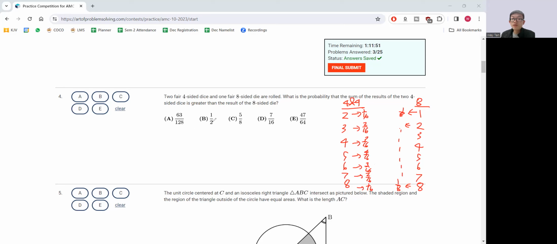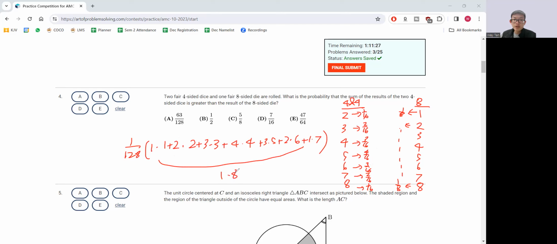And so what's the probability that the sum is greater? I'll ignore the 16 and the 8, right? So it's 1 over 1 to 8. 1 times 1, 2 times 2, 3 times 3, 4 times 4, and then 3 times 5, 2 times 6, 1 times 7. So this sums to 1 times 8, 2 times 8, 3 times 8.